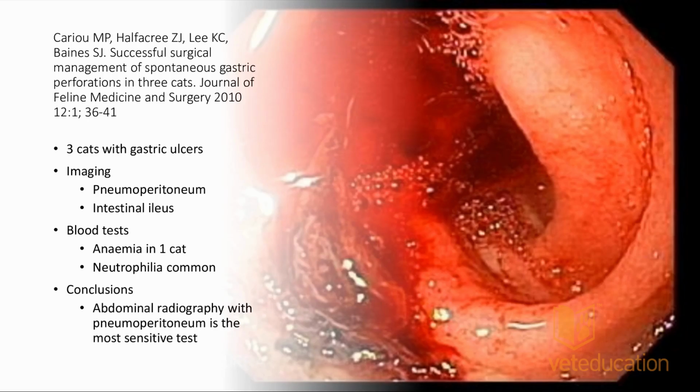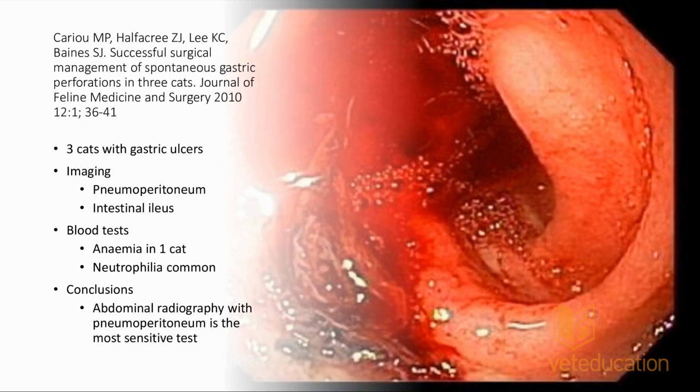Imaging, radiography showed the presence of pneumoperitoneum as well as the presence of intestinal gas. Now, pneumoperitoneum is an interesting one. I'm going to give you a tip. If you want to diagnose pneumoperitoneum in the cat, there's a couple of things you can do.